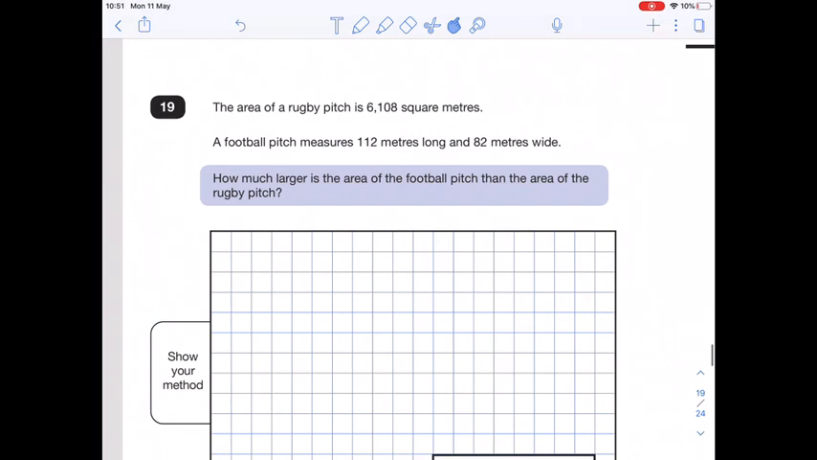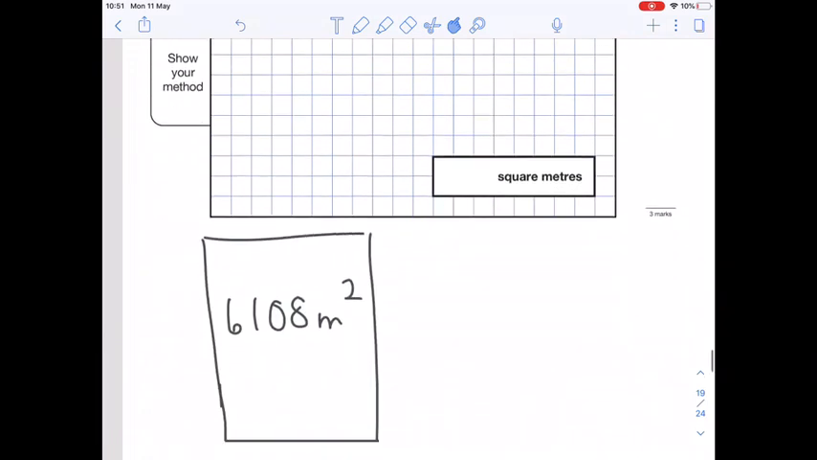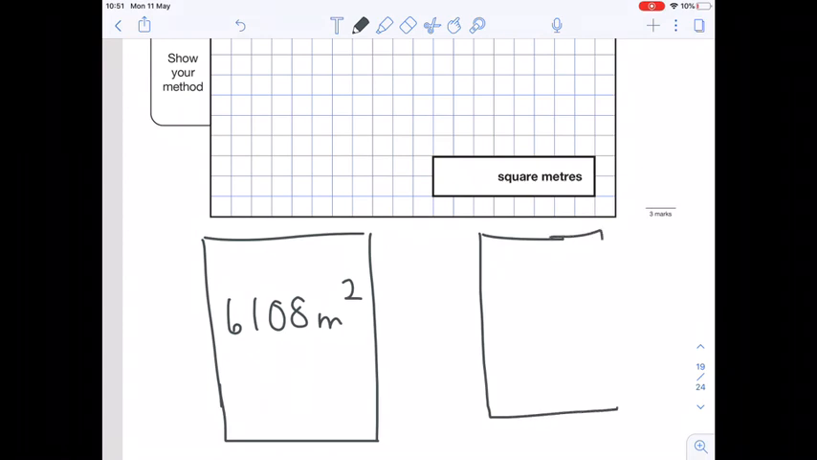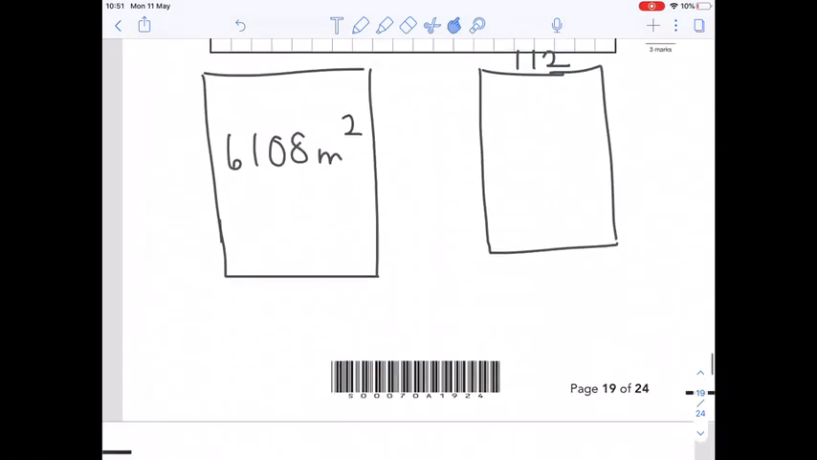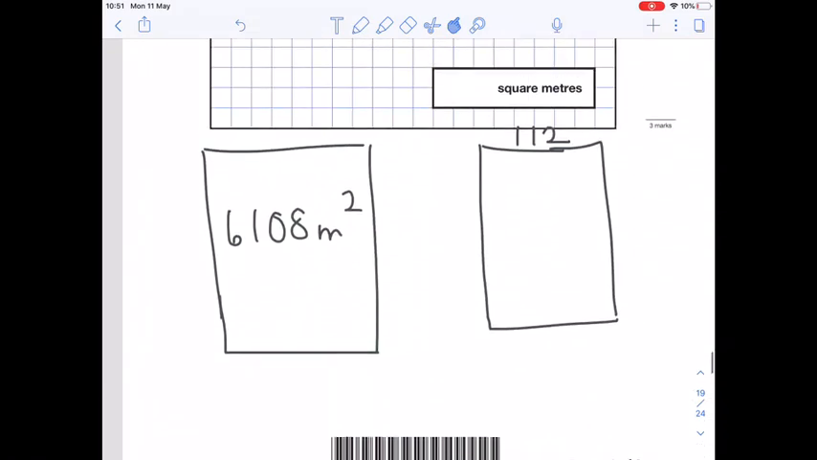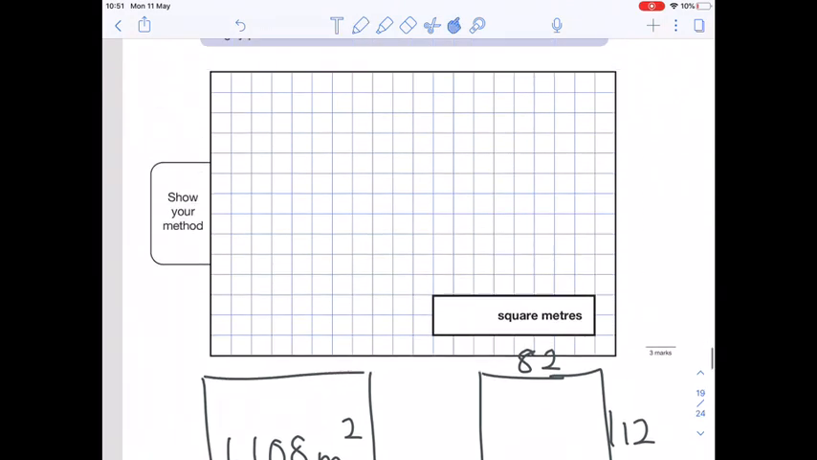And then a football pitch measures 112 metres long and 82 metres wide. So if I drew my football pitch now, we'd say 112 by, what was it? 82. Oops, I've done that the wrong way around, haven't I? Doesn't really matter, but that should have been 82 and 112. So let's go back to the question. What's the question asking me to do?